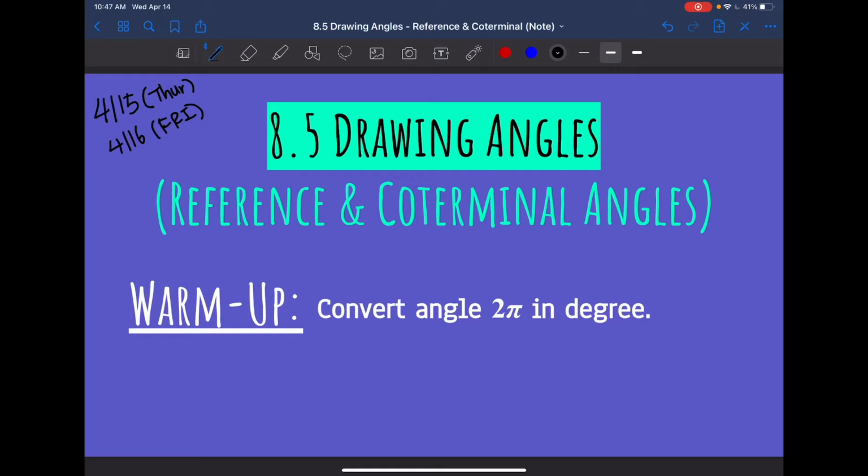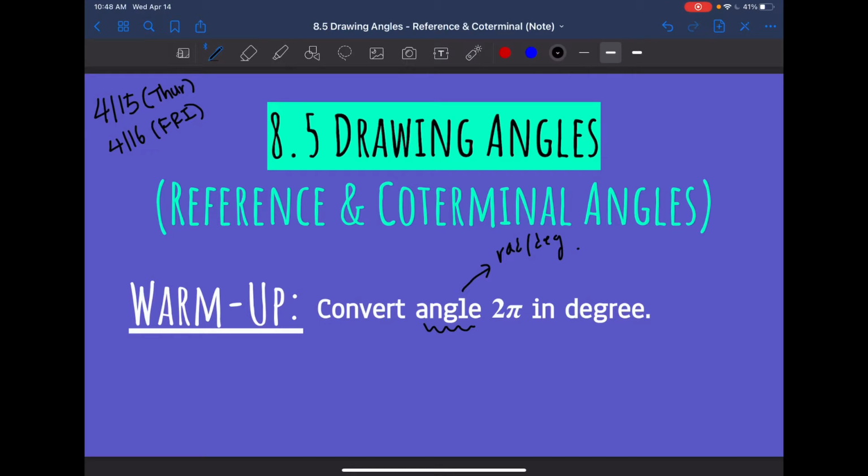So today we did warm up, which is converting angle to pi in degree. As I explained on April 14 Wednesday video, whenever we have angle, we have two units, just like Fahrenheit and Celsius whenever we are talking about the temperature. Every time we are talking about angle, you have two units, which is radian and degree. And we have to sometimes convert those two units.